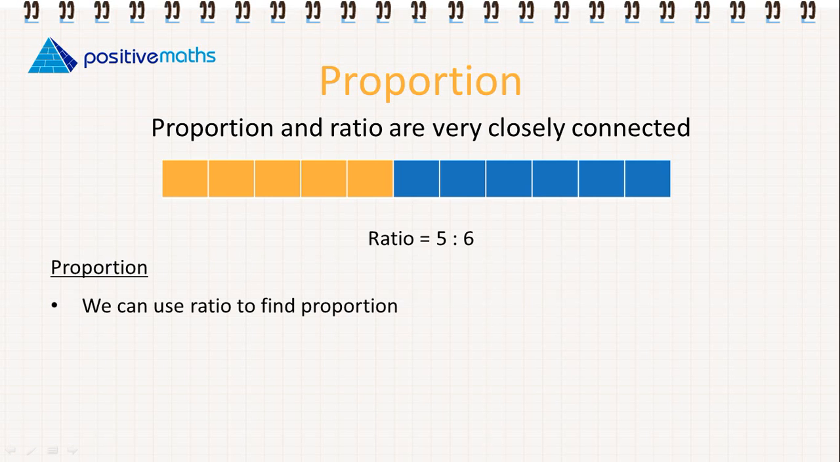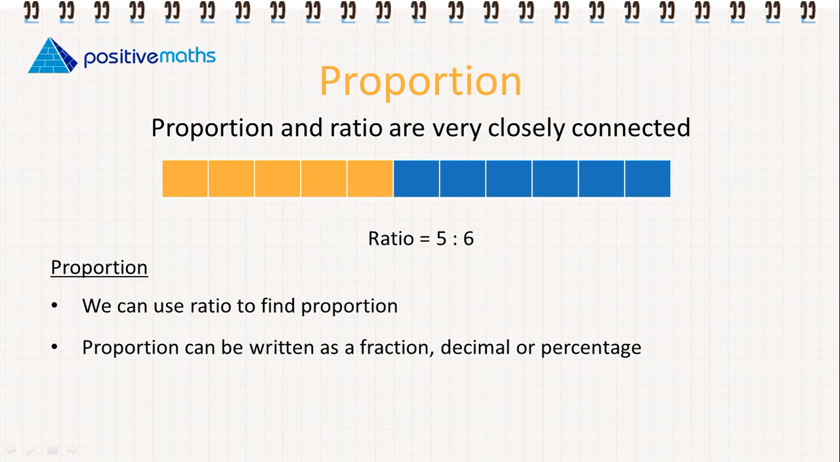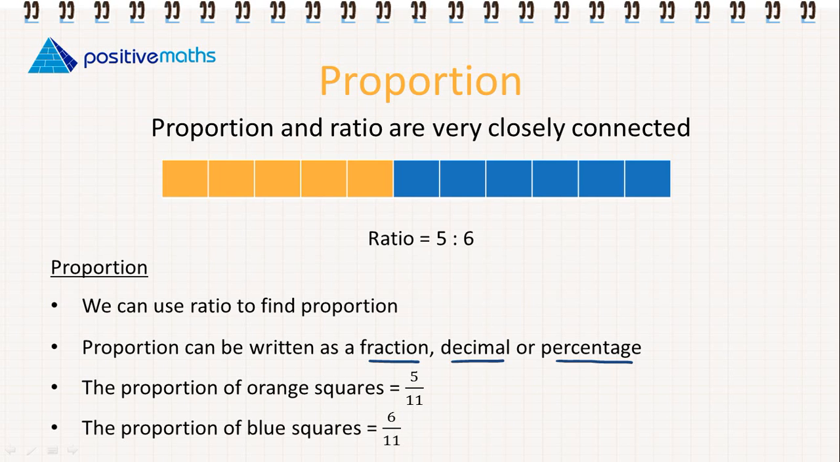So proportion. We can use ratio to find proportion. It can be written as a fraction, a decimal, or a percentage. If we take the blocks below, the proportion of orange squares is 5/11, so this is the proportion written as a fraction, and the proportion of blue squares is 6/11.